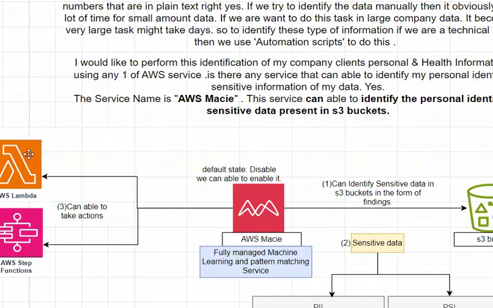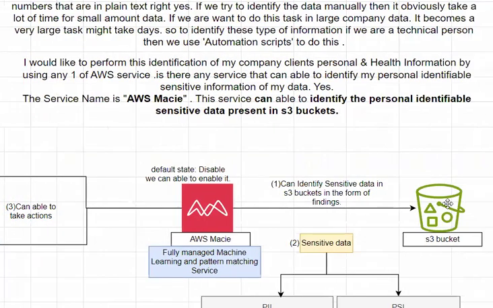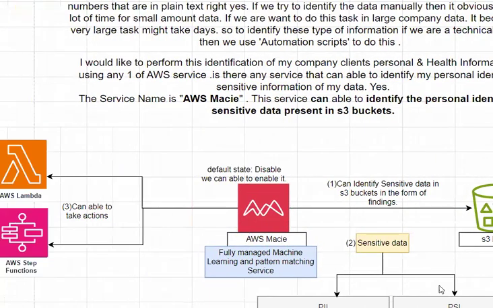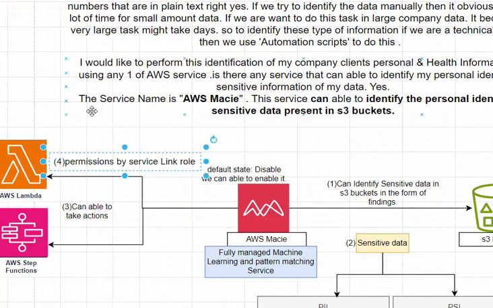Now, in order to take actions by using these services, or in order to identify sensitive data present in an S3 bucket, this may require permissions, right? Yes. In order to get those permissions and perform actions on our behalf, what do we do? We can create a service linked role. We can provide those permissions by creating a service linked role for it to get the permissions required to operate on our behalf.